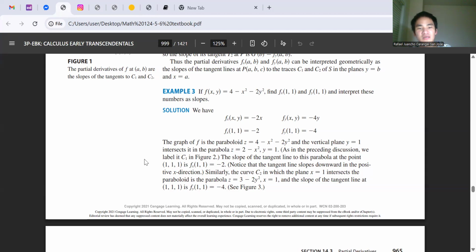So this time we make our x a number. So again, we take the derivative. This is a 0 because it's a constant. This is a 0 because it's a constant, right? This one, on the other hand, we multiply by 2, we get negative 4y. And so if we get f sub y of that same point, we multiply 1, we get negative 4. And so the slope of one of my tangent lines is negative 2 and the other is negative 4.